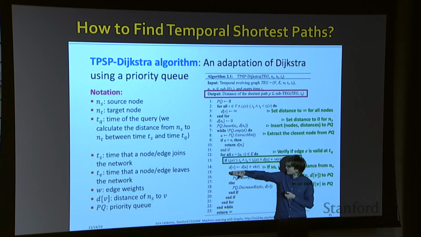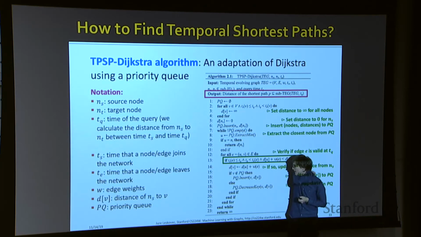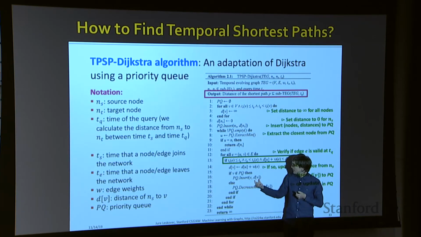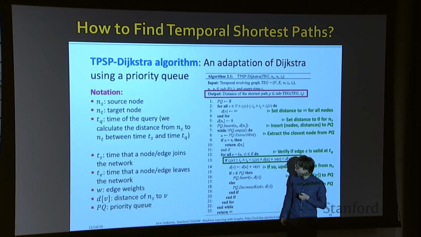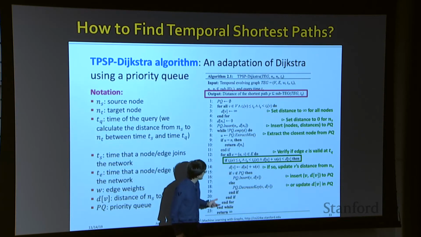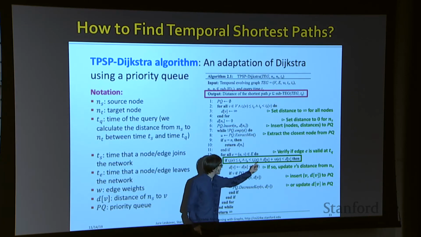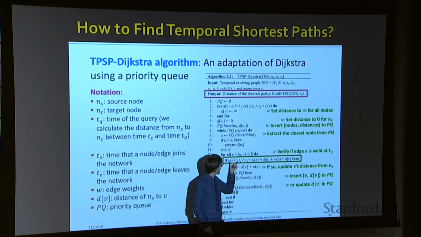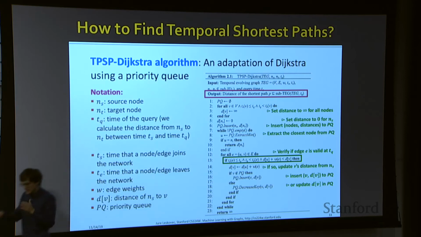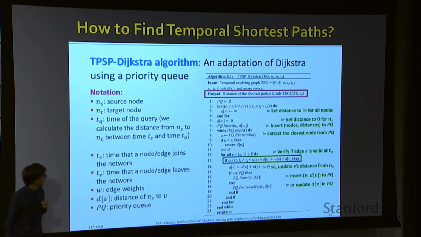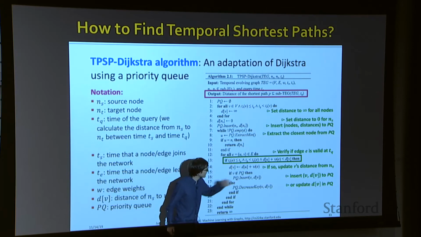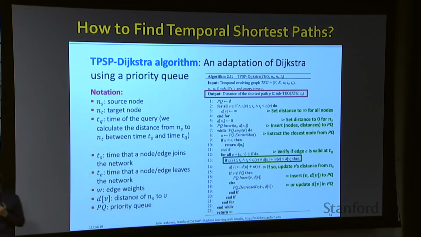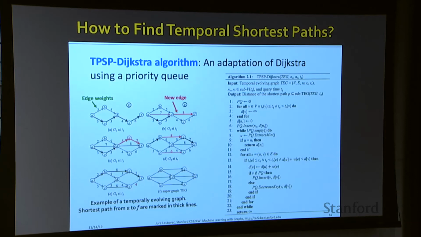If that's the case, we update the distance, and then we insert the V and the distance into the priority queue, and so on. The only thing that is different here from the traditional shortest path algorithm is this part, where we are basically checking the starting time of the edge and the end time of the edge, and saying, is my query time inside that interval? And the rest is kind of standard Dijkstra's algorithm.